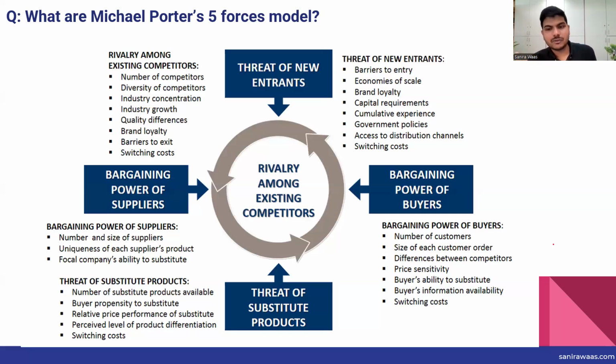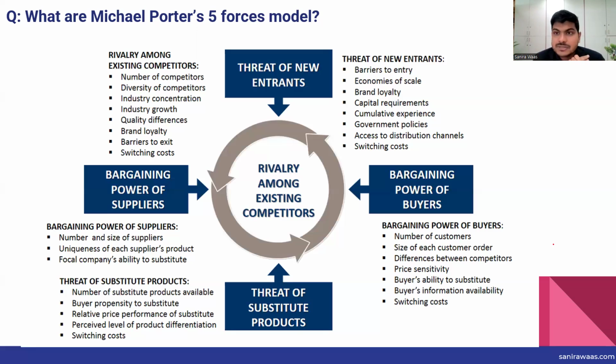Next one is bargaining power of buyers. Assume there are so many suppliers with a very small number of buyers. Then the buyers will have higher bargaining power, right? They will decide whom to buy from, what to buy, and so on and so forth. Then threat of substitutes: if there are so many substitutes, then you can decide whether the industry is attractive or not.